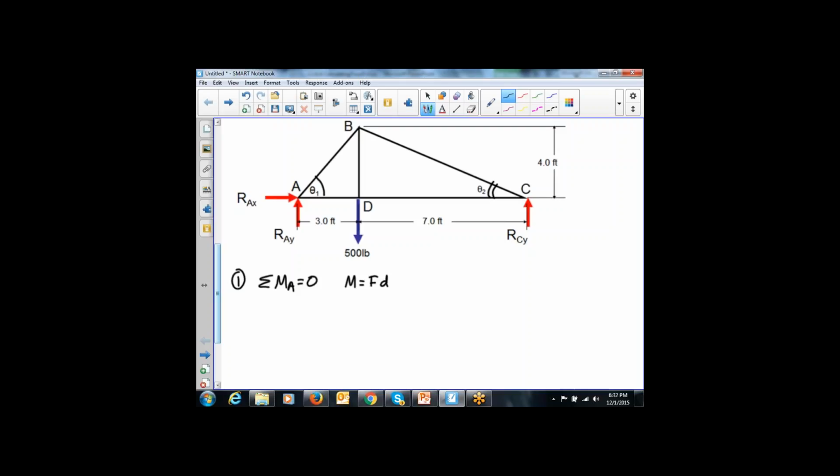Well, it's got a couple of things that potentially could turn it, reaction force AX, reaction force AY, but here's the fact. Both of those forces are located at A. So the distance those forces are from A is 0. So all of the turning forces at A have been neutralized.